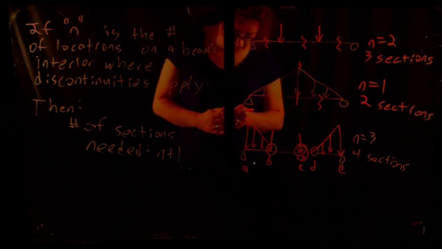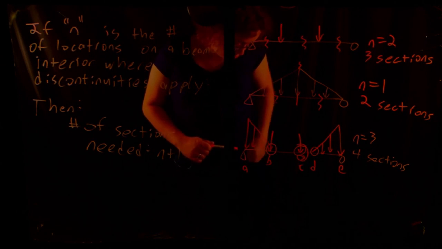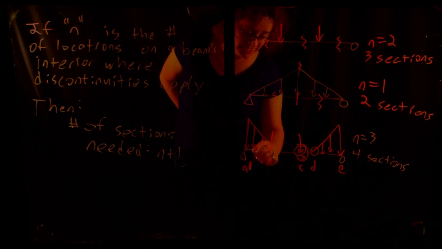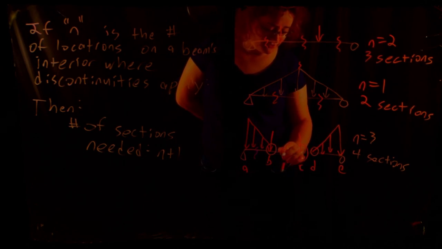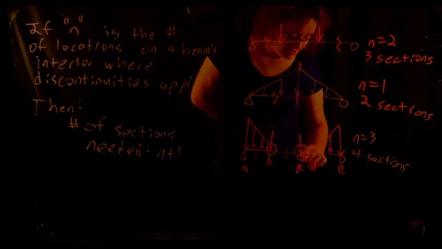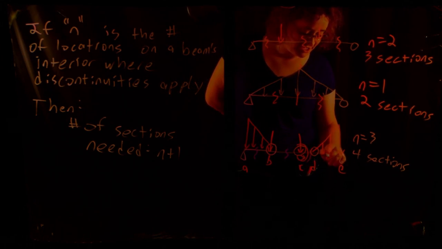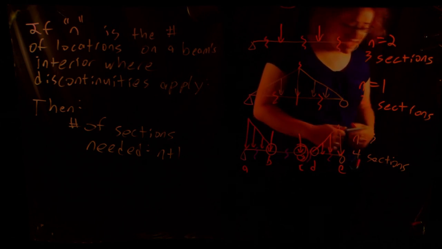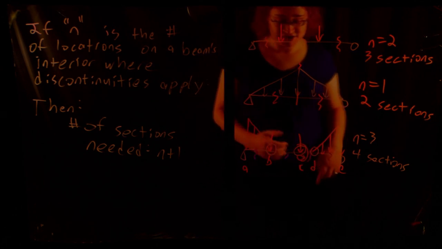I would need one section here from A to B. I would need another one here between B and C, another one here between C and D, and then another here between D and E. So, that is the basic idea of the method of sections.